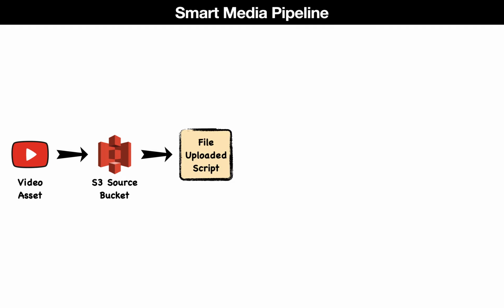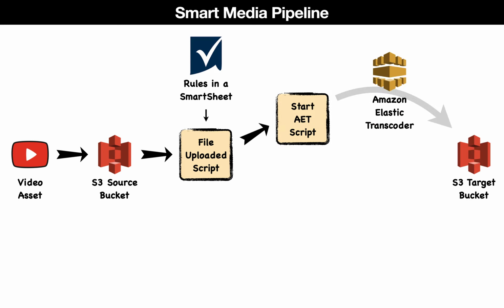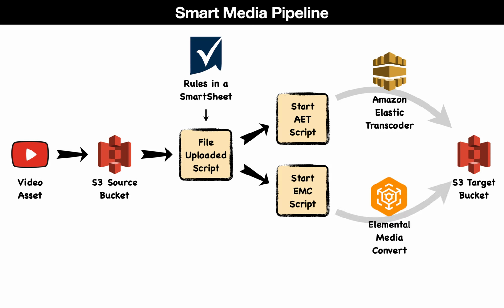When a file is added, an event is fired, and the file uploaded script starts running. This script looks up a set of rules encoded in a Smartsheet and makes a decision how to encode the file. It can fire up an AET event, which would trigger a script that would fire up an Amazon Elastic Transcoder job that would encode the file and put it in our S3 target bucket. Or it can fire up an EMC event that would take the same different course and use Elemental MediaConvert to process the file. We use two different Amazon services here, but of course we could have used other services as well.